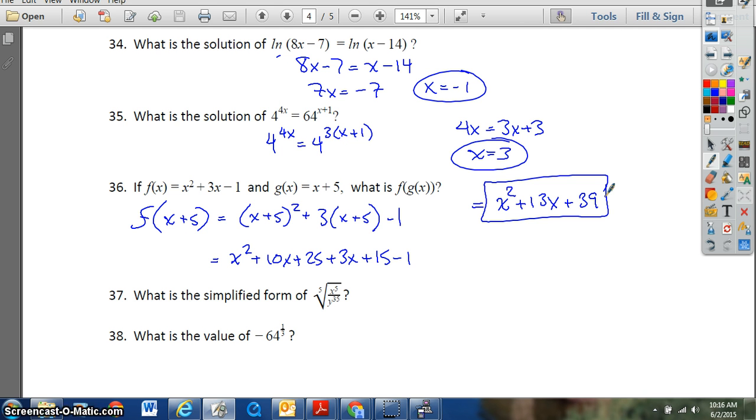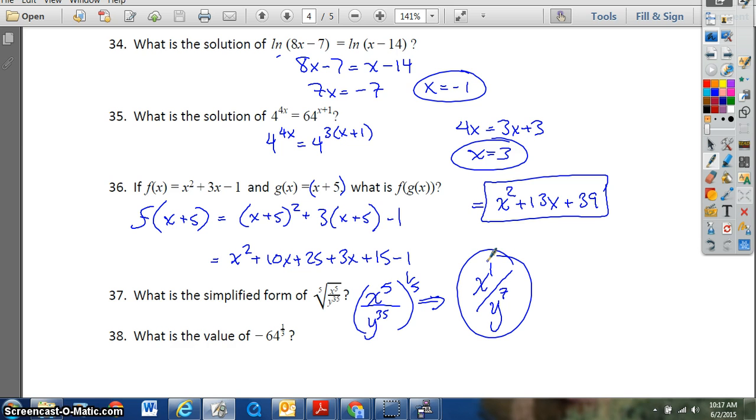So basically what I did in this one is I pulled out every x you see here and I substituted in that whole thing for x. What is the simplified form of this? It may be easier for you to think of this as x to the 5th, y to the 35th, all raised to the 1/5. So basically what's 5 times 1/5? X to the 1. What's y to the 35th times 1/5? 35 times 1/5 is y to the 7th.